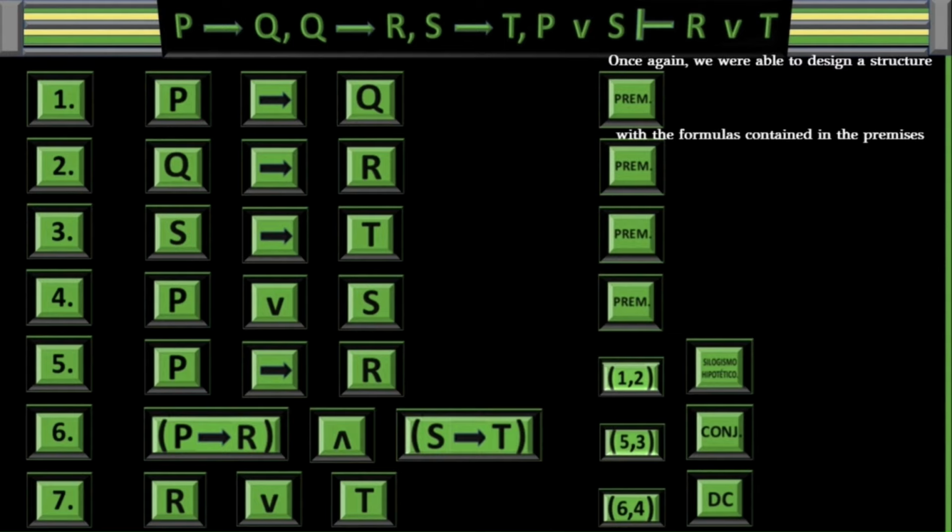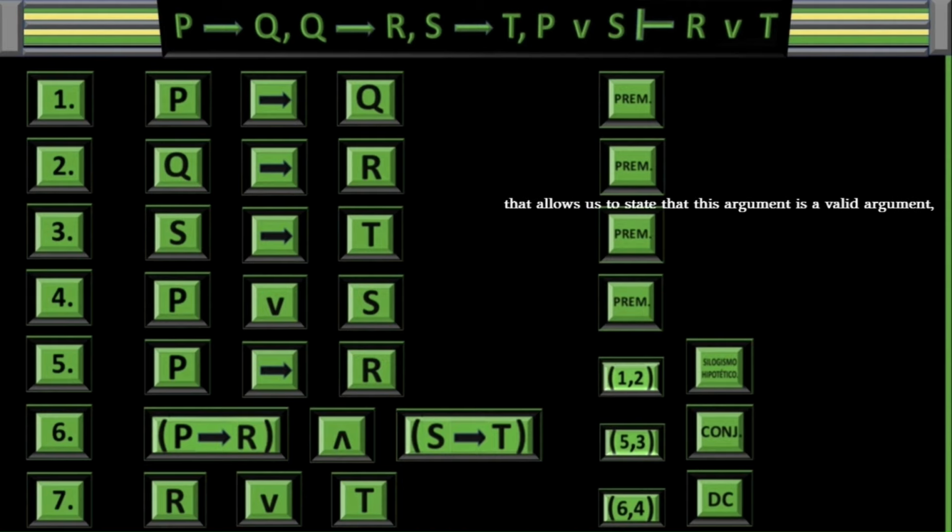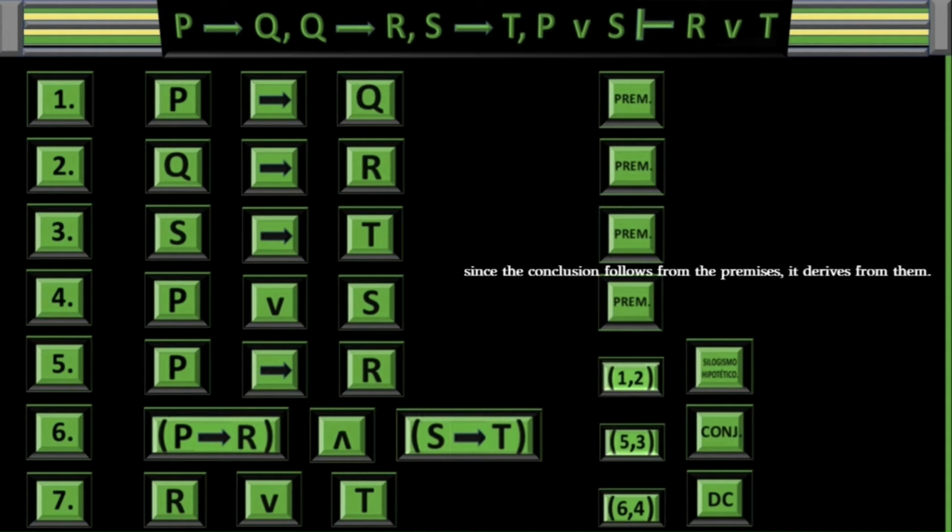Once again, we were able to design a structure with the formulas contained in the premises that allow us to state that this argument is a valid argument, since the conclusion follows from the premises. It derives from them.